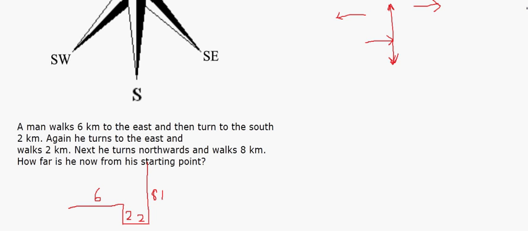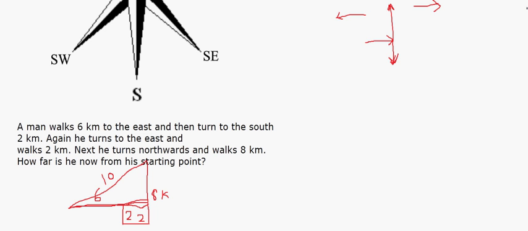How far is he from the starting position? Another important concept here is the Pythagoras theorem, which is very handy. Now if you join this, we have to find this distance. If we join this, it becomes a right angle triangle. This would be 6 plus 2, 8, and this would be 8 minus 2, 6. So 8, 6, and the triplet is 8, 6, 10. So this has to be 10.